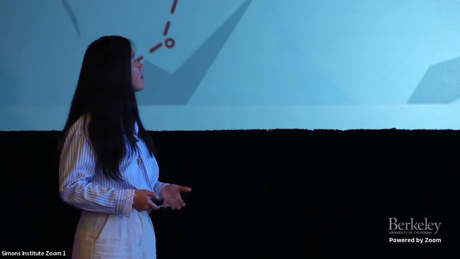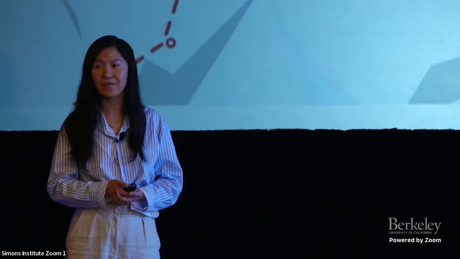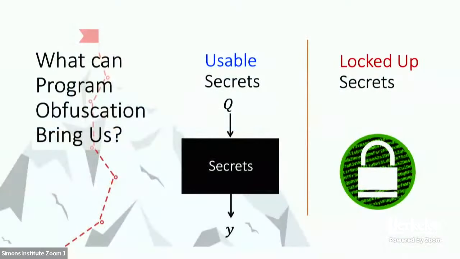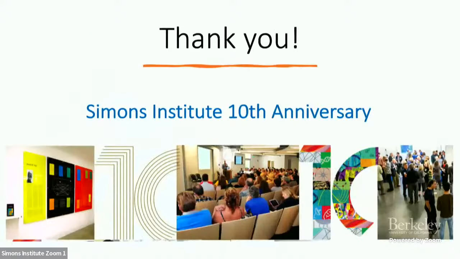However, program obfuscation offers a different way, a way that we can create useful secrets by hiding them inside the obfuscated program, which still allows us to compute on them, but now only for permissible uses. And this really depicts, to me, a fascinating future of how we can use secrets and private data. And this concludes my talk. Thank you.